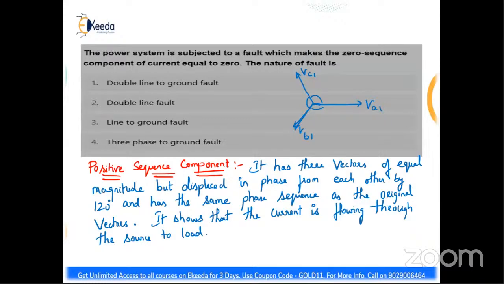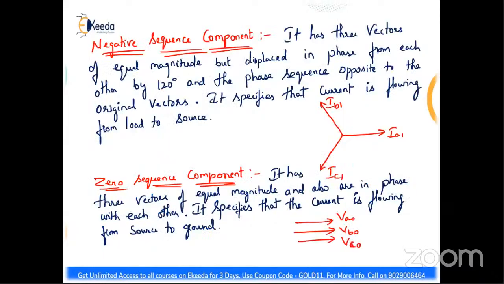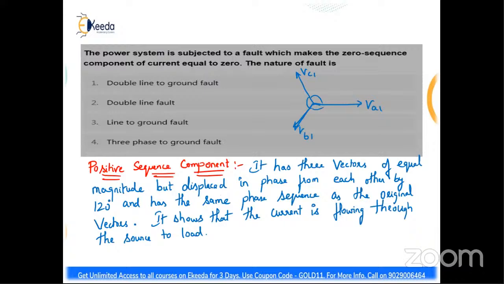The nature of fault is, right? So what will be the fault here? The zero sequence component is telling that it has three vectors of equal magnitude and also in phase with each other. Therefore it specifies that the current is flowing from source to ground. Okay.